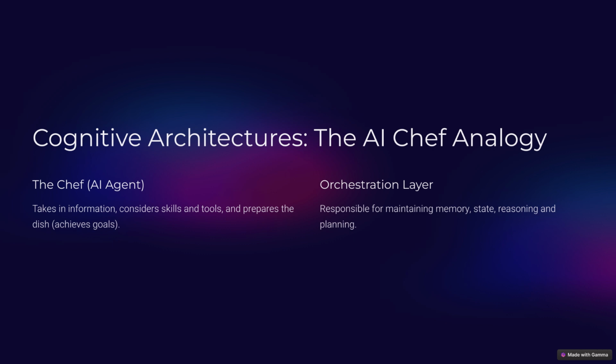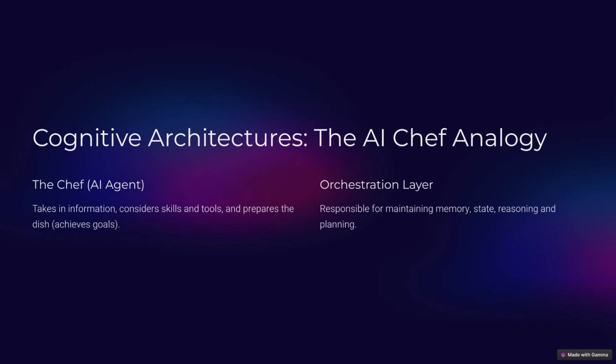But how does this relate to AI agents? Well, just like the chef, AI agents use cognitive architectures to achieve their goals. They take in information, reason about it, make decisions, and then take action using their available tools. And that orchestration layer that we've been talking about, that's like the head chef, coordinating all the different elements. So it's all about having a well-defined structure and process in place.